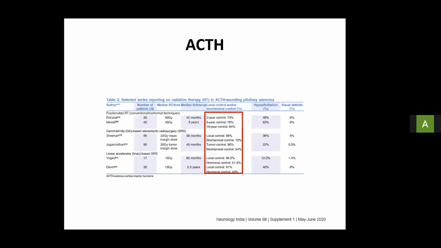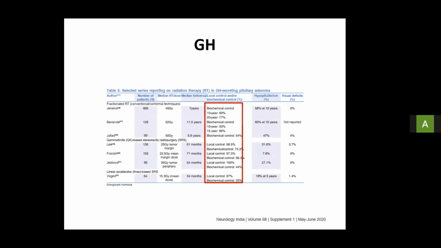Also, coming to growth hormone secreting adenomas, the picture is somewhat similar. You have control in the 40s to 50s when it comes to biochemical relapse, and anywhere between the 70s to the 90s when it comes to local control of the tumor per se radiologically.